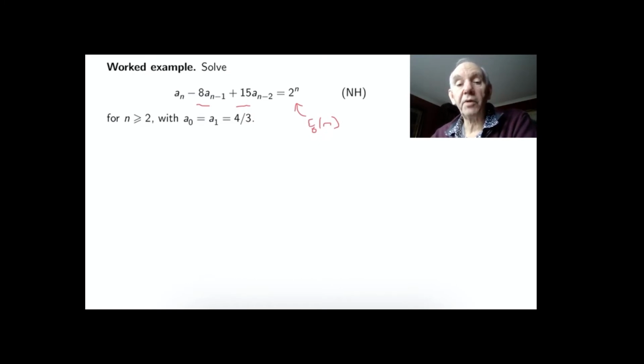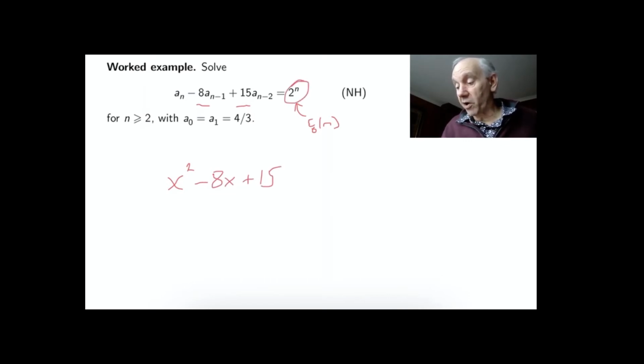And when you see that, before we look at the initial conditions, the first thing you should ask yourself is, is 2 to the power n a solution of the homogeneous equation? If we forget about the right-hand side and replace 2 to the n by 0, is 2 to the n a solution of the homogeneous equation? And you see very quickly here it's not, because the roots are not 2. I'll write it down in a moment, but you should be able to just look at this and scribble down the associated quadratic equation, which is x squared minus 8x plus 15. This is for the homogeneous equation, in which we've put a 0 here.